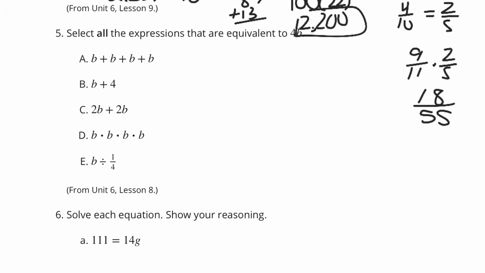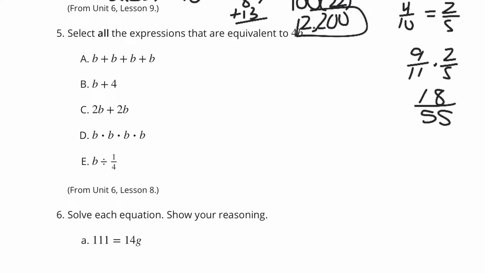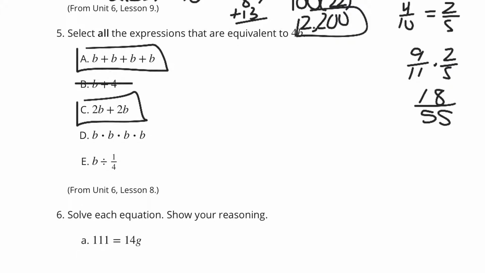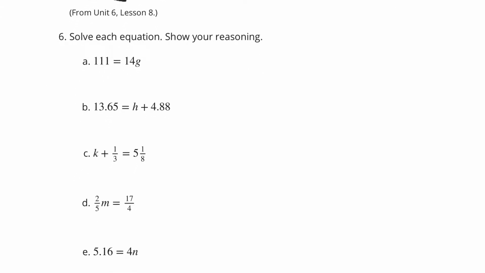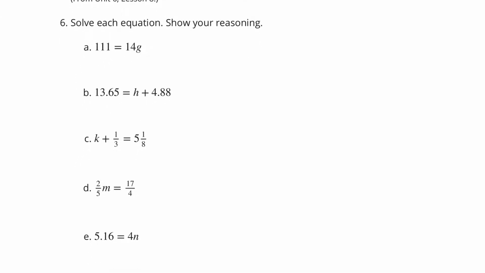Now select all the expressions in 5 that are equivalent to 4b. Well, b plus b plus b plus b, there's 4 b's there, but it's not 4 plus b. 2b plus 2b is 4b. b times b times b times b is actually something we'll learn eventually, b to the 4th. b divided by 1/4, well, if we keep change reciprocal, that is b times 4, which is 4b, so that works as well. In question 6, we're solving each equation and showing our reasoning.